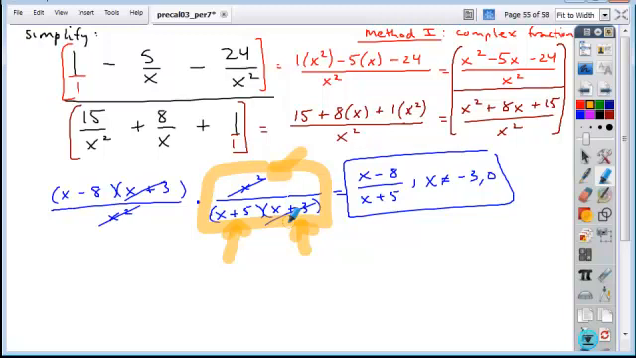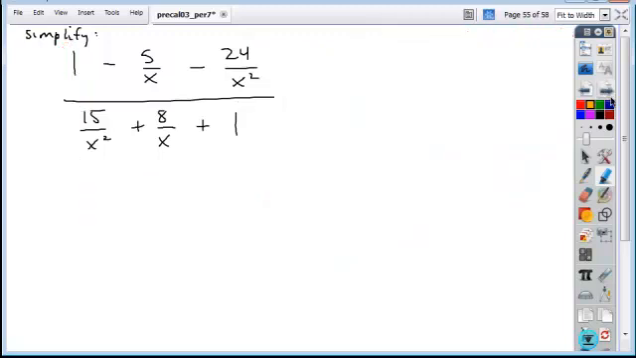So the advantage to doing this is you get to see these canceled factors. It's a little bit easier to identify the restricted domain. The disadvantage is it's a little bit longer process than the second method, which is what I'm going to go through here.